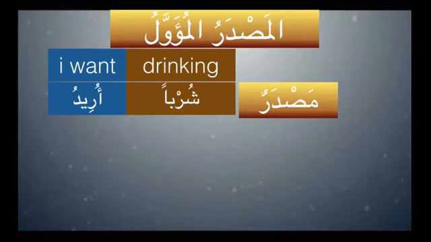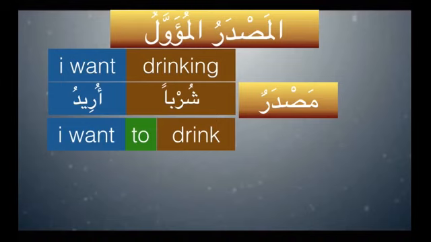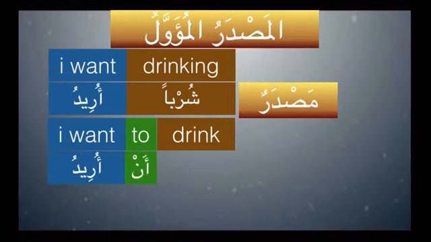So if we want to change this sentence and say I want to drink, I want means uridu, and "to" means an. So we know what an is. An is called harf masdariyyin wa nasbin. We know in an, lan, lamma, wal fa'li. If you remember, these are the words which make the following word mansub. Mostly the noun mansub. So an will make whatever verb comes after it mansub.